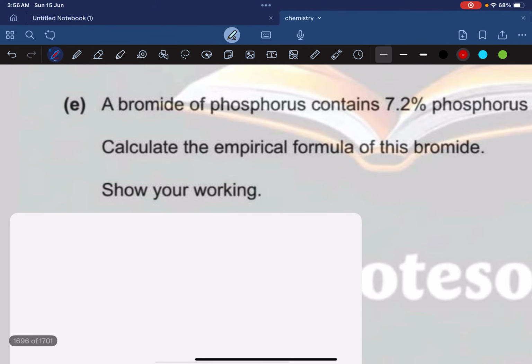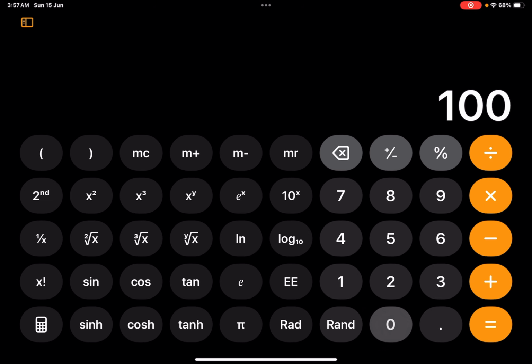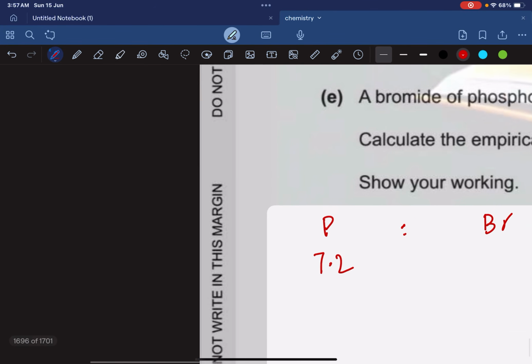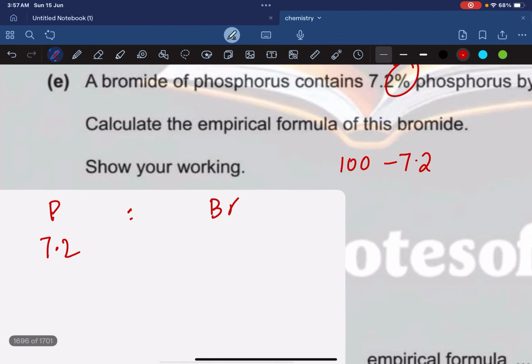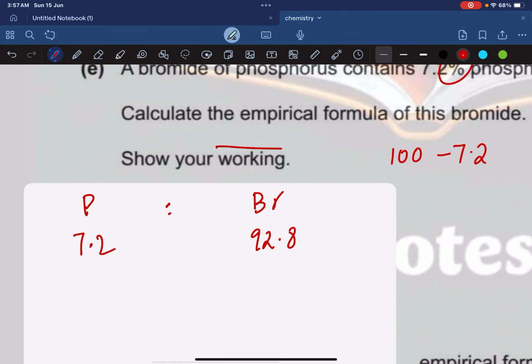If 7.2 is phosphorus, then because the total percentage is going to be 100, 100 minus 7.2 gives me the percentage for bromine, which is 92.8. So my bromine is going to be 92.8. And now to calculate the empirical formula of this bromide, I just have to divide by their masses.